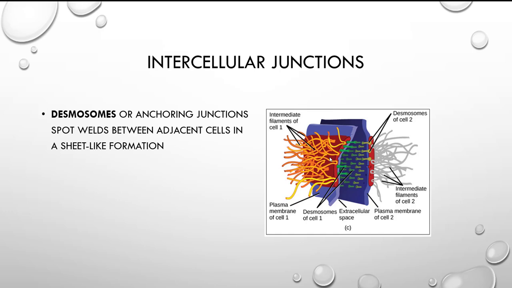It holds them together very strongly, in a sheet-like fashion. So in this case, if you tore an anchoring junction or desmosome, that would hurt because these are really strong connections. So tight junctions create a watertight seal. Anchoring or desmosome junctions are very strong junctions that hold the cells together. And you can see the intermediate filaments sticking together.